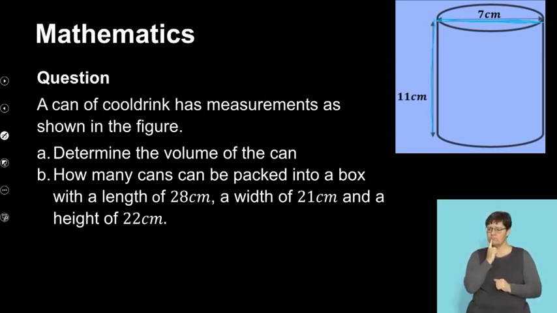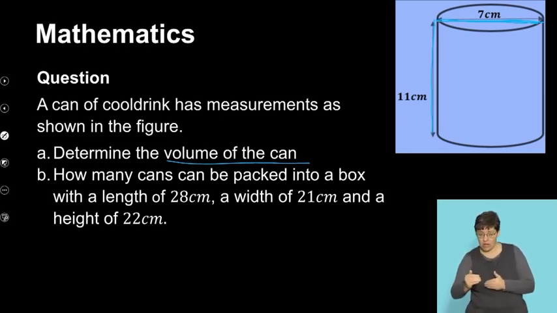So we're first going to determine the volume of the can. After we've determined the volume of the can, we are going to see how many cans can be packed into a box with a length of 28 centimeters, a width of 21 centimeters, and a height of 22 centimeters.